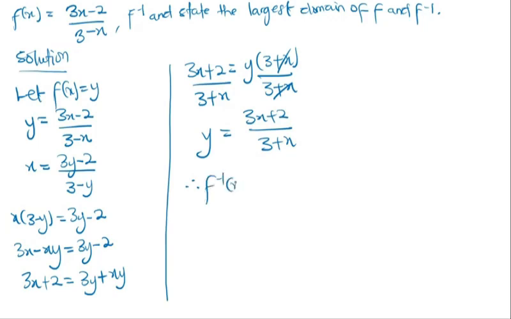So therefore our f inverse of x is equal to 3x plus 2 all over 3 plus x. So this is our inverse on condition that x is not equal to negative 3. Alright, so now let's state the domain.